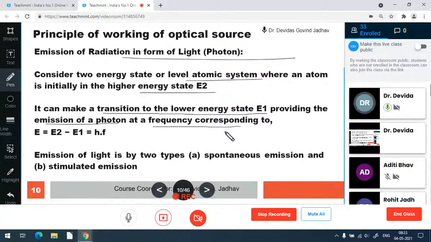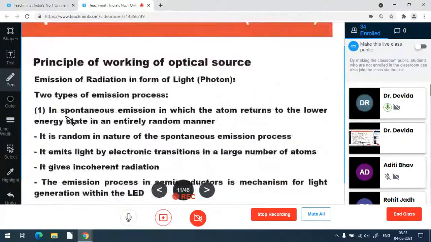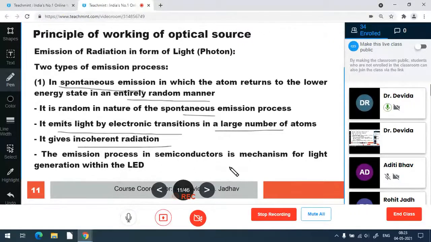So this photon frequency is corresponding to E2 minus E1 equal to hf. But here emission is of two types: one is spontaneous emission, one is stimulated emission. In spontaneous emission, the atom returns to the lower energy state entirely in a random manner. It emits light in electronic transition in a large number of atoms. It gives incoherent radiation, and the emission process in a semiconductor is the mechanism for light generation within a light emitting diode.